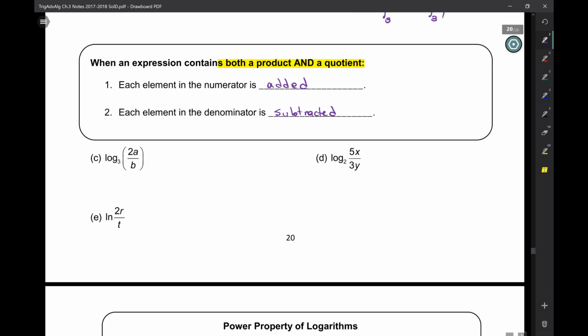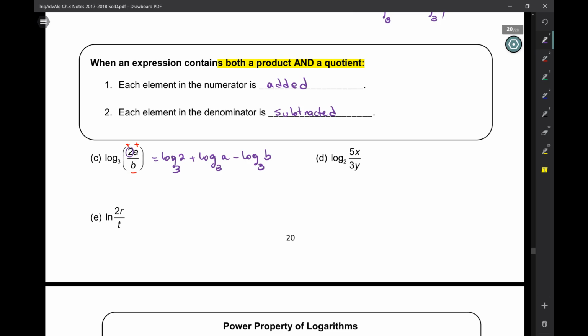So take a look here. I have 2a over b. How many total elements are there in here? 3 elements. So take a look. The 2, that'll be a positive. The a, that'll be a positive. The b will be subtracted. So here's what we do. We start log base 3 with the first element in the numerator, 2. Now the a, it's going to be a plus, minus log base 3 of b. That's all. Each item in the numerator will get a plus. Each item in the denominator will get its own individual minus.